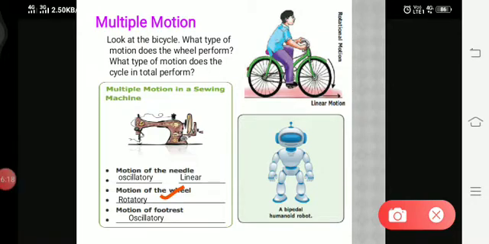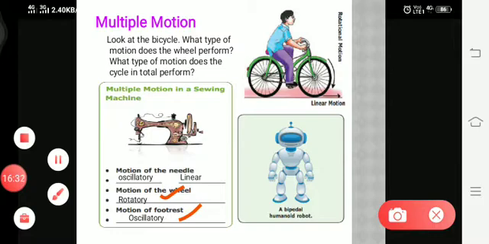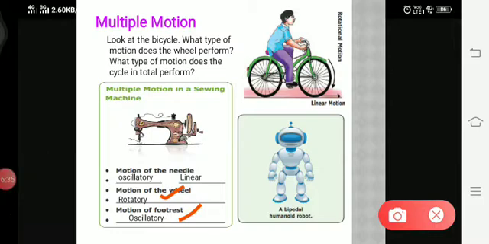And the motion of the foot rest, there will be a pedal in the sewing machine. So the pedal will be moving to and fro. Okay, to and fro, and that is also an example of oscillatory motion. Okay, now you can see a robot here, and we are going to see about the robot. What are the uses of the robot?